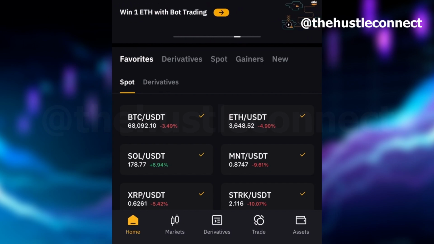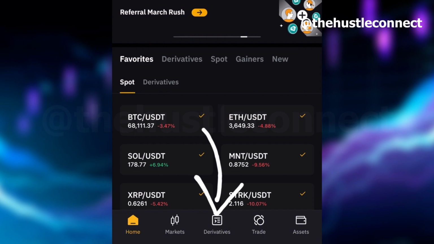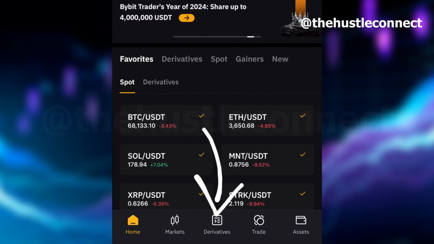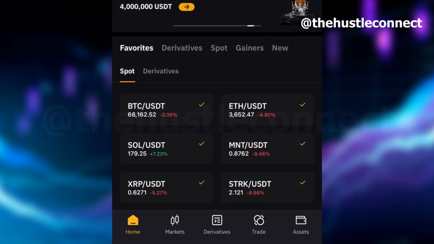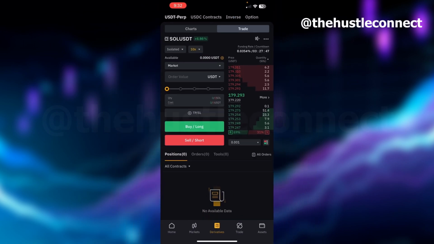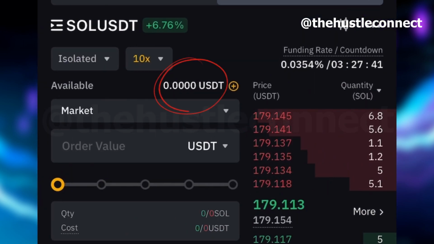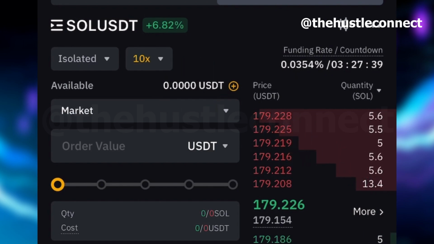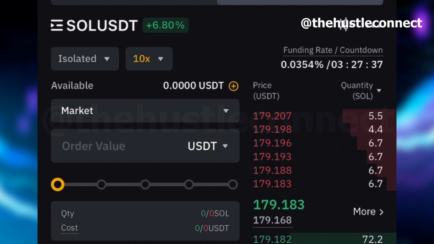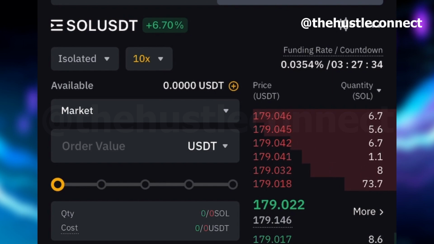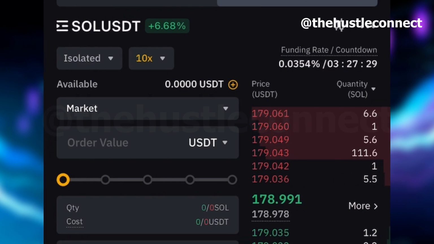Now, as you can see on my screen, there are a few icons at the base of this app, but the one we are interested in today is derivatives. This is what it looks like when you click it open. Now, you will notice that this account is currently 0 USDT, and I actually cleared out this account for the sake of those of you that are yet to understand how the app works. So I'm going to demonstrate how to move some funds into your derivatives account for trading.